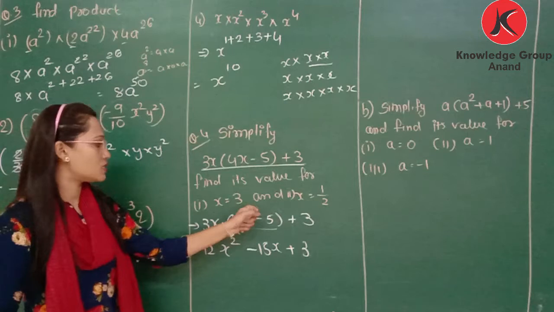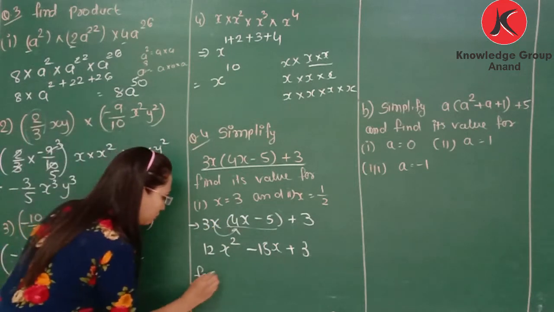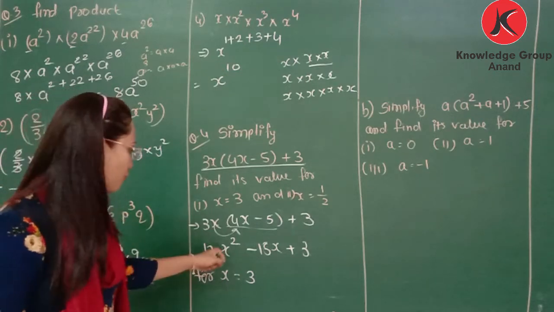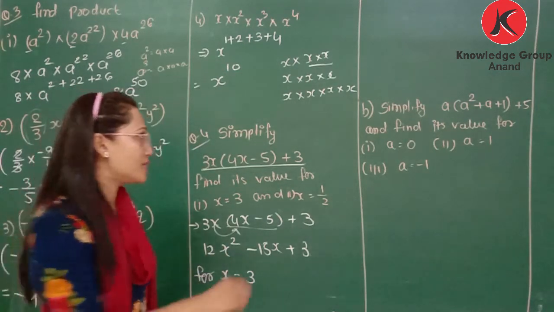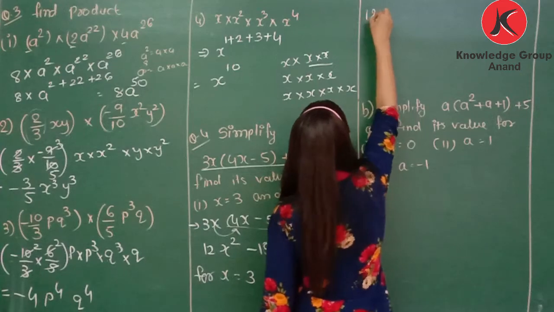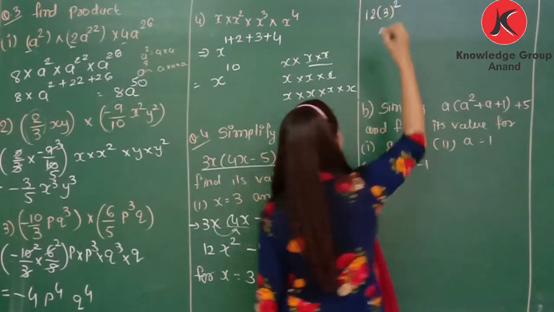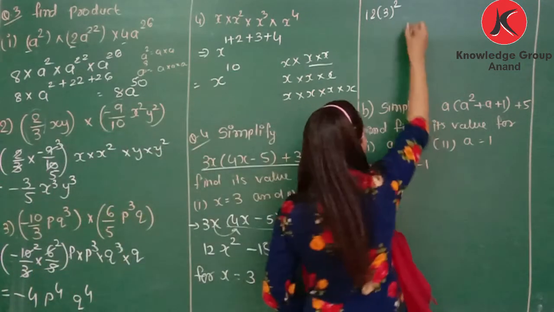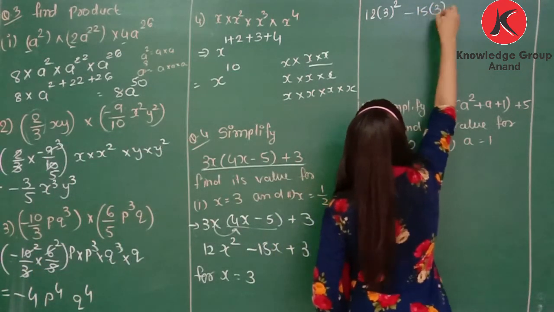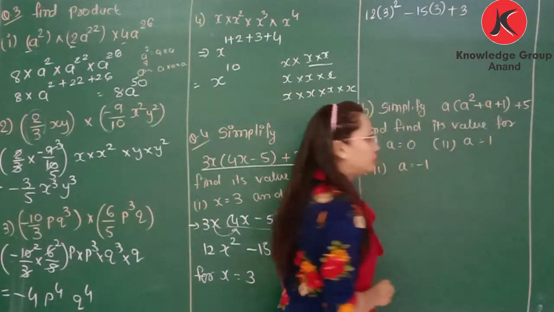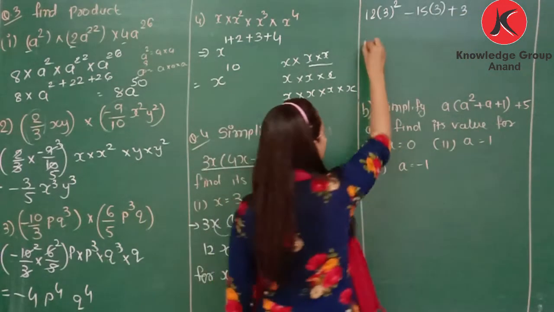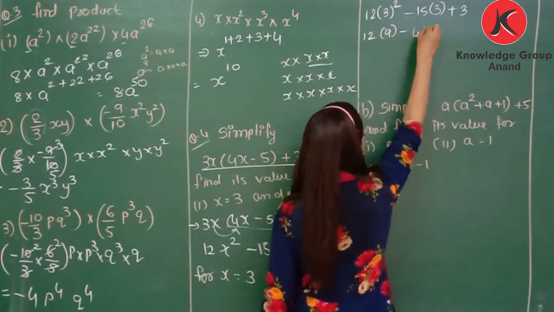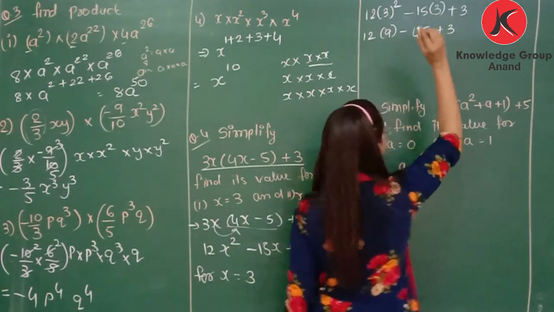Now for x is equal to 3, instead of x you need to write 3. So let's write 12 into 3 square, since x square is 3 square, minus 15 into x, that is 15 into 3, plus 3. Now simplify. 3 3s are 9, minus 15 3s are 45, plus 3.